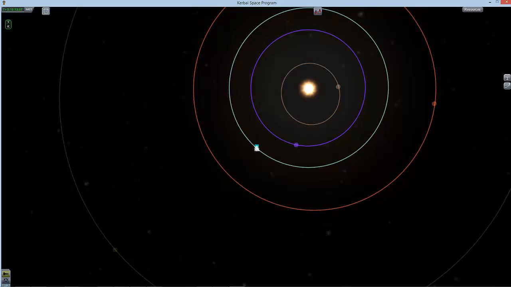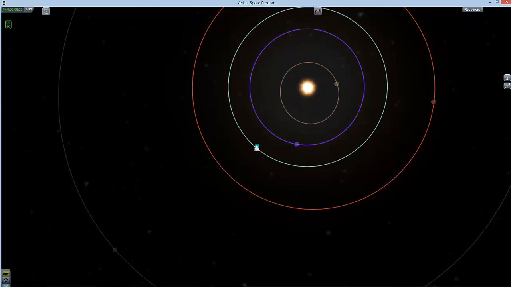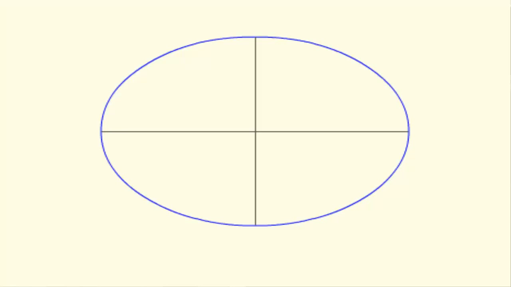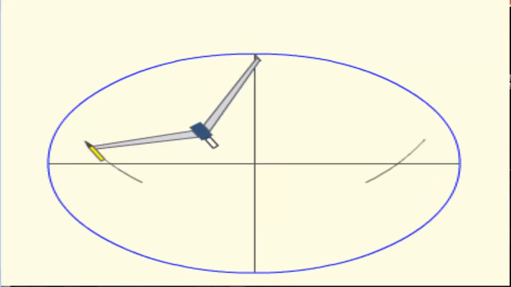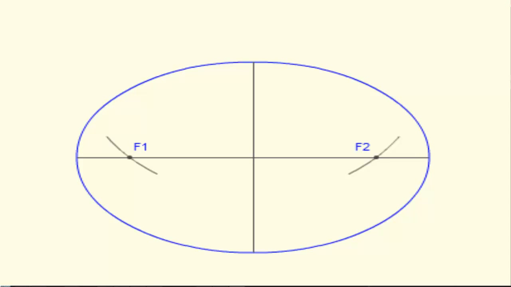Given an ellipse with a known height and width, you can find the two foci using a compass and a straight edge. Basically, draw a cross-axis through the middle of the known ellipse, move the compass to the end of the minor axis, and then draw two arcs on the major axis. Label where the two arcs meet as F1 and F2, and you have focal 1 and focal 2.